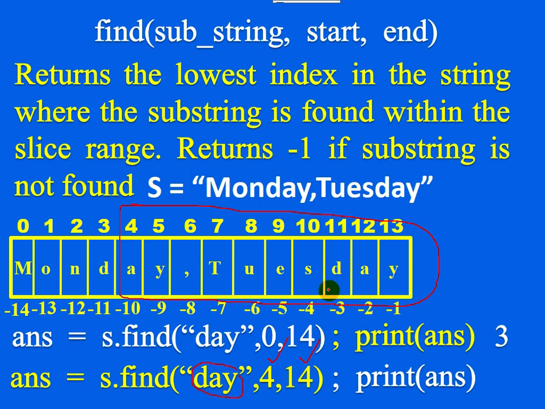Yes, it finds the substring. At this place, the substring is found. The lowest index is returned as the answer. Here only one position is there. So 11 is returned as the answer. So your answer variable contains 11. So print answer means on the computer's monitor, you get the answer 11. And suppose this substring is not present in this range, -1 is returned as the answer. Okay, so this is the use of the built-in function find.